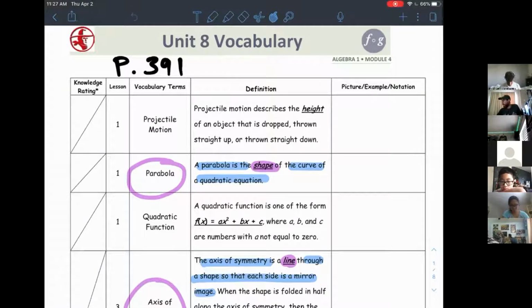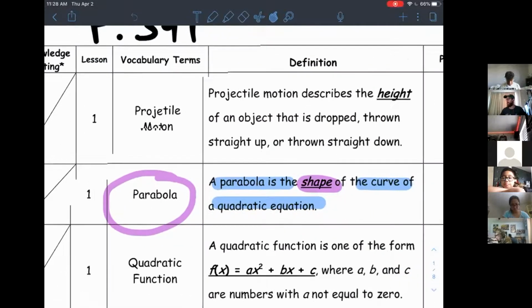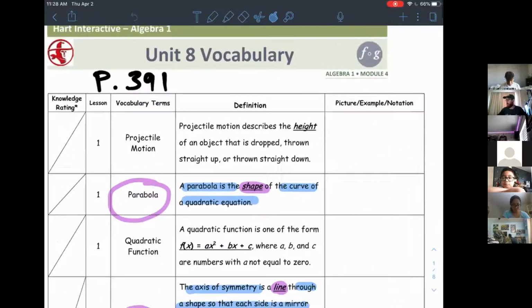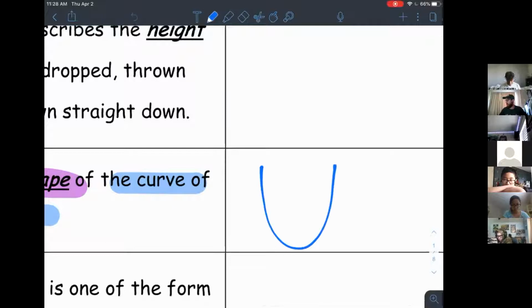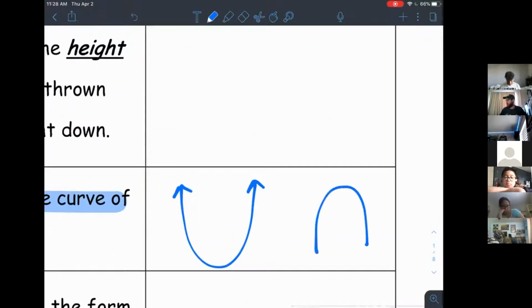All right, page 391, I want to focus on some specific vocab words here. The first word I want to look at is a parabola. A parabola is effectively just the name for these quadratics. So a parabola is the shape of the curve of a quadratic equation. This is a parabola, and that's an upward or a positive parabola. This is a parabola. And we're only looking at vertical parabolas right now, ones that open upwards or downwards.